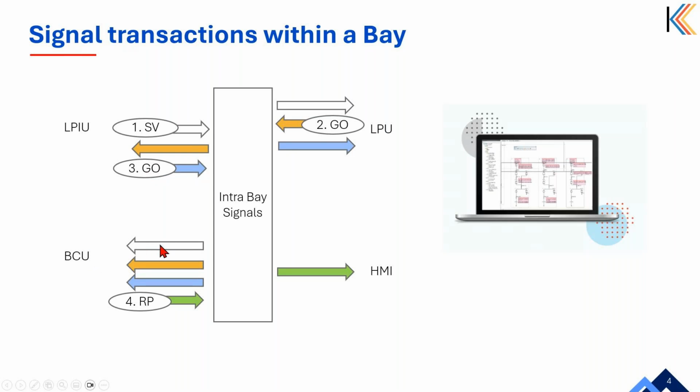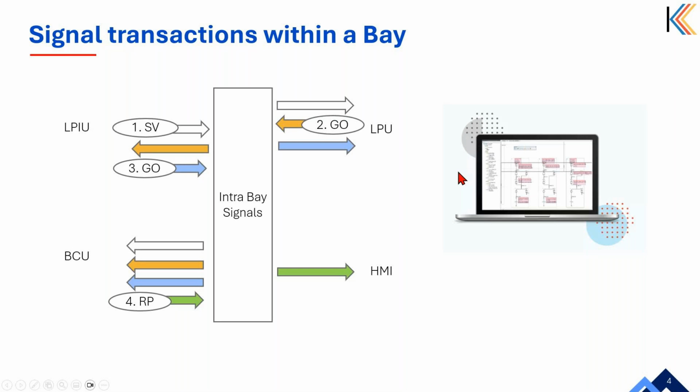So you can see that the BCU is monitoring all these transactions. It will monitor the sample value streams, it will look at the GOOSE trip signals from the LPU, and it will also look at the GOOSE status of the breaker from the LPAU. Based on that, it can send out reports to the HMI. So this is the general scheme that we are trying to simulate or create in the bay configuration, and we can see how we can replicate this configuration for multiple bays.